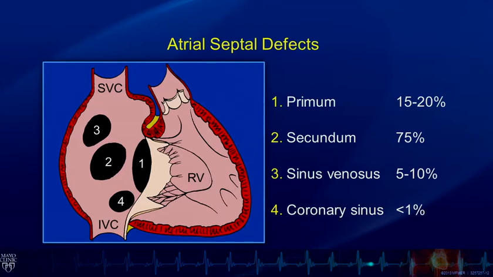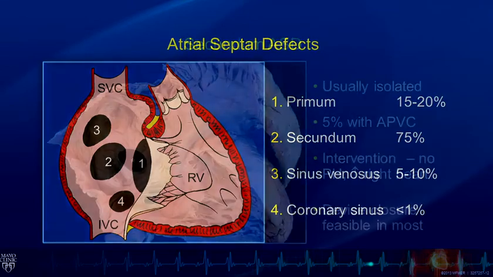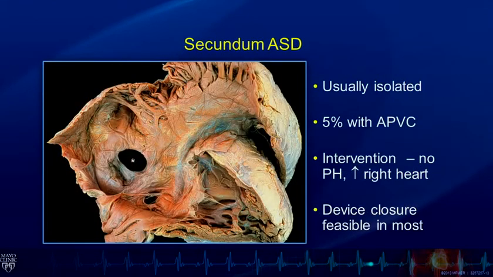These defects make up about 5 to 10% of the atrial septal defects. And finally, the coronary sinus atrial septal defect, or unroofed coronary sinus, is very uncommon, less than 1% of cases, and that's depicted here by the number 4. We'll look at each of these in a little bit more detail, both pathology and real-time echocardiographic imaging.